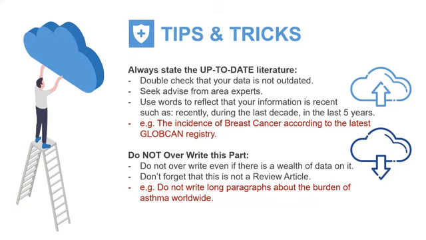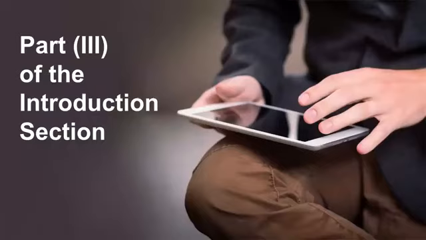In a review article, that's quite different. You can elaborate more in the introduction section, in all sections actually. However, be precise and be to the point. And do not write long paragraphs about, for example, the burden of asthma worldwide, because you will find literally hundreds of papers talking about that. So you will not state all of them. You will just read most of them, read the updated ones, and summarize in your own language. Do not copy and paste. Summarize in your own language.